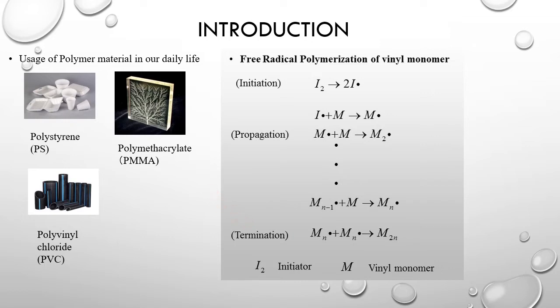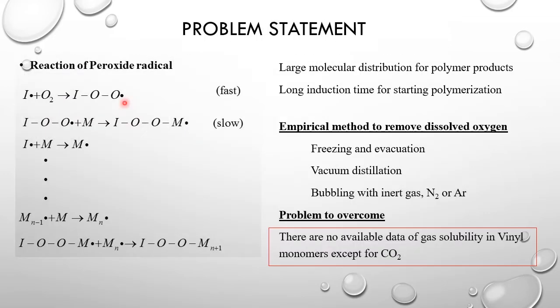However, free radical polymerization is conducted in presence of air, not under vacuum condition. Due to oxygen in monomer, it will increase the induction period and affect the quality of polymer. Hence, it is very important to remove oxygen from monomer. There are several methods to remove oxygen, which are freezing and evacuation, vacuum distillation, and bubbling techniques. The bubbling technique is more commonly applied in industries, but this procedure just depends on empirical knowledge. However, there is limited solubility data of gases in monomer available for redesigning the polymerization process.